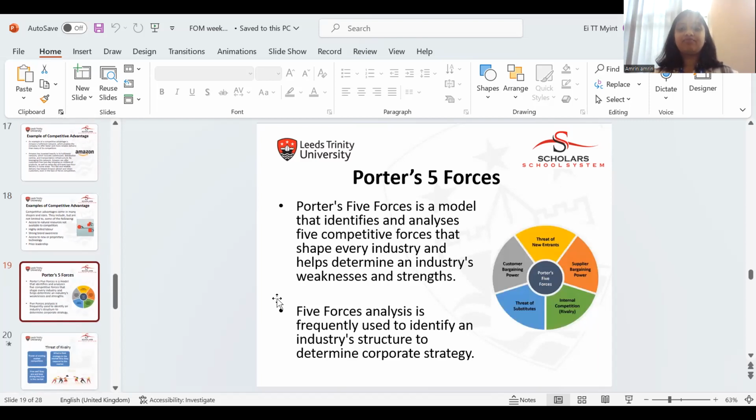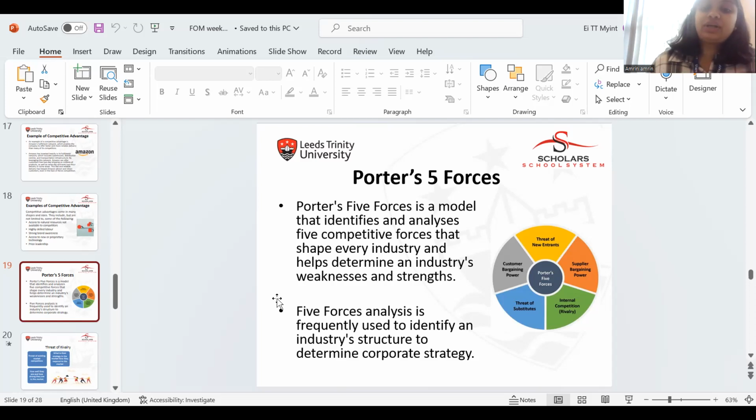Now here we have Porter's 5 forces. These are the 5 forces which help you analyze what is going on in the market. So here we have threat of new entrants, supplier bargaining power, internal competition, threat of substitutes, and customers' bargaining power.